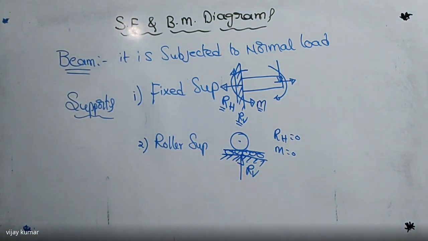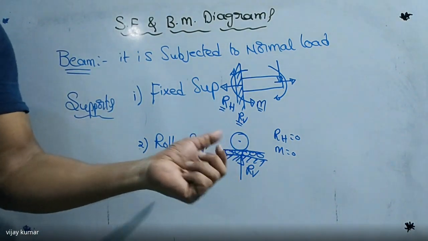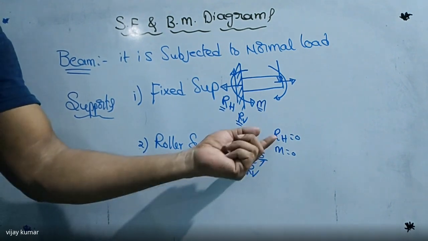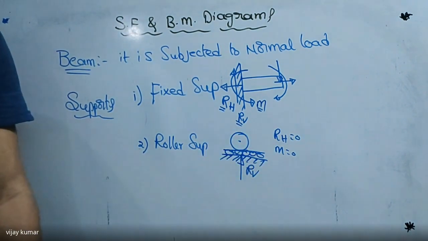So the roller support has only one reaction, that is vertical. So the horizontal and moment reactions both become zero.